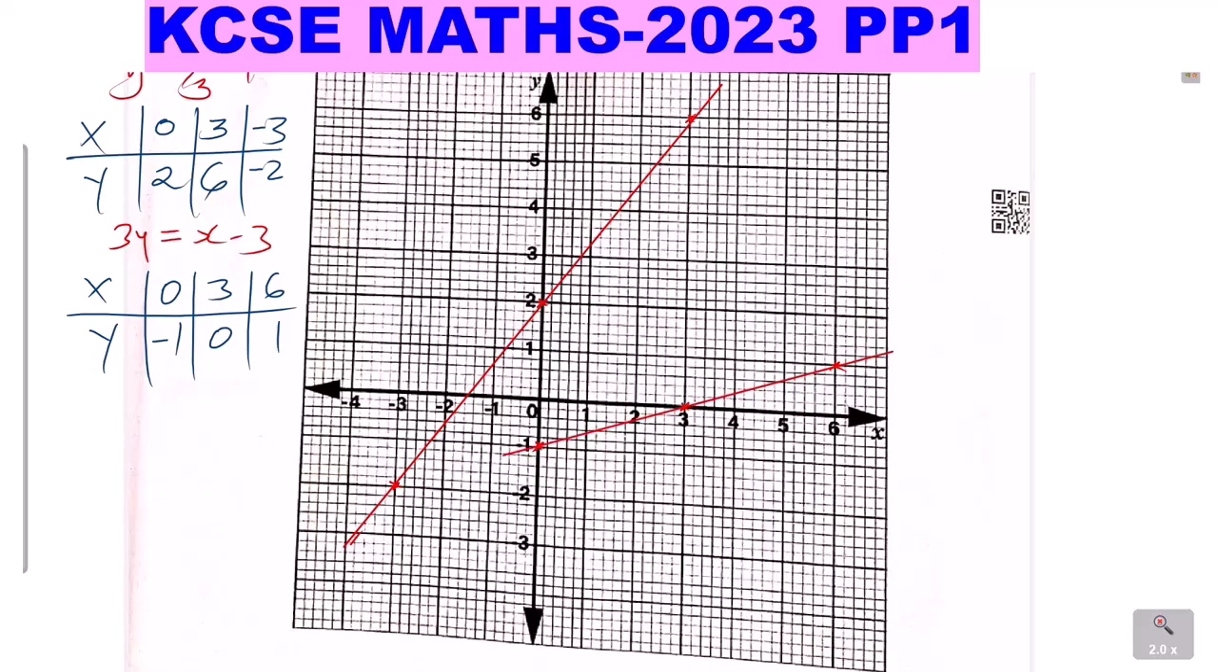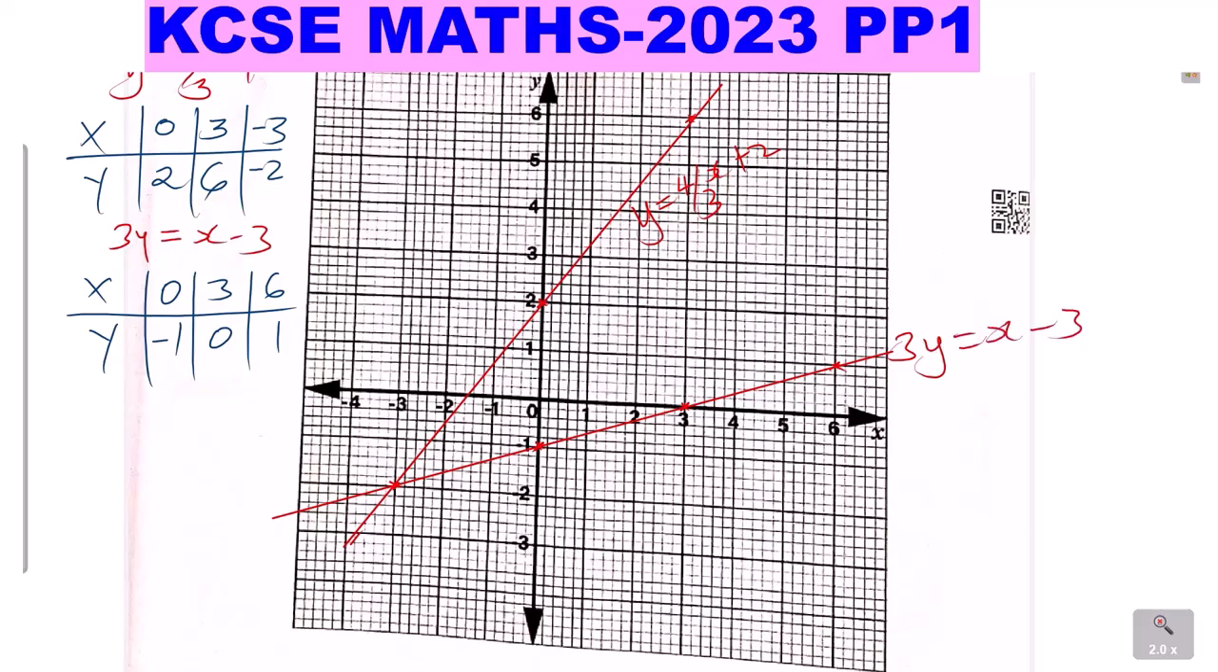So draw a straight line passing through the 3 points. Like that. So those are the 2 lines. We have this line, y equals 4/3 x plus 2, and we have this one, 3y equals x minus 3.